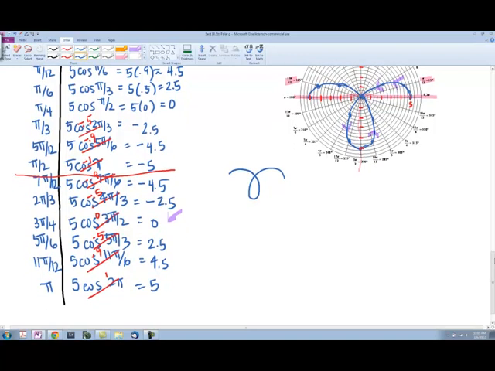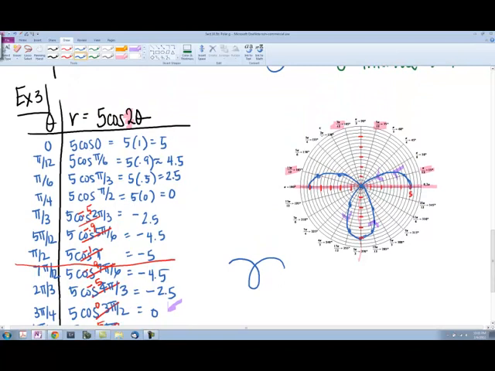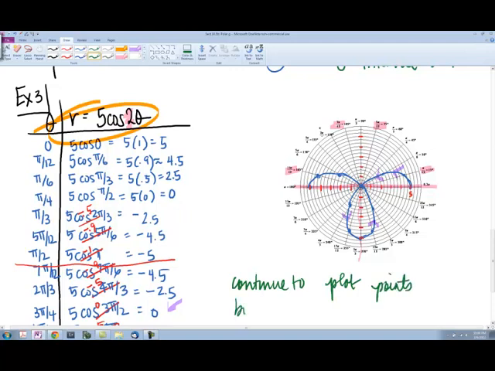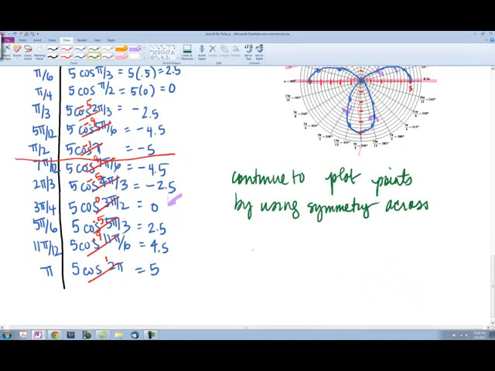So now we ended here at pi, and I'm going to go ahead and use symmetry now. Because this is r equals 5 cosine theta, I know that with the first order of cosines, this graph is going to be symmetric across the polar axis. Okay, so we are going to continue to plot points by using symmetry across the polar axis. Remember, the polar axis is your x-axis.